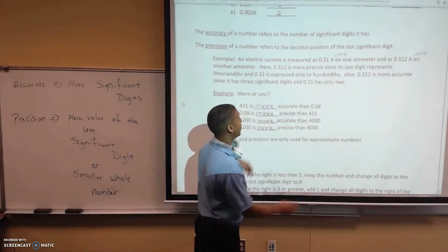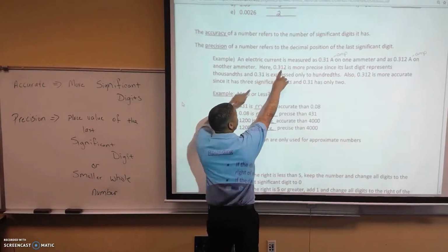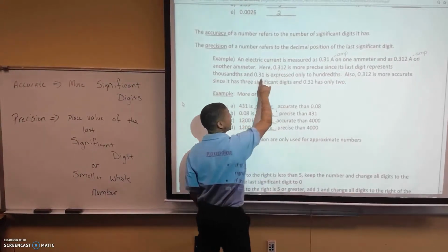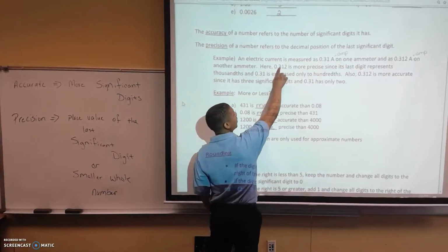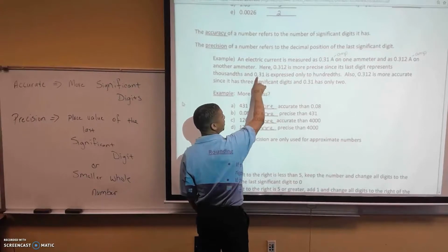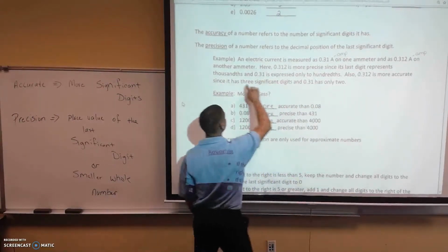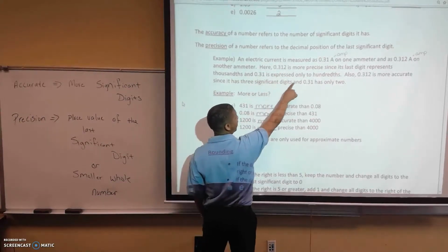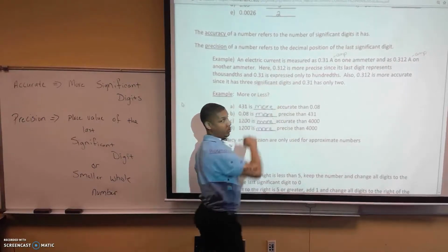So here we have two numbers, 0.312 and 0.31. Looking at both of these numbers, I know that 0.312 is more precise than 0.31. Why is that the case? Because if I look here, I have tenths, hundredths, thousandths, and this one is just tenths, hundredths. Since the last digit represents thousandths for this one, and the last digit represents hundredths for this one, 0.312 is more precise than 0.31.